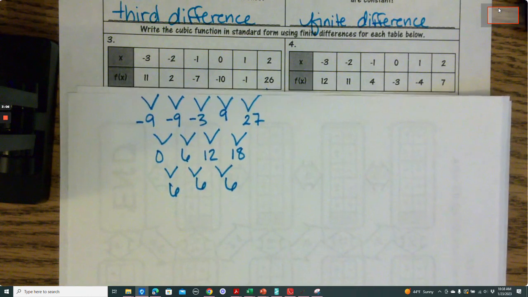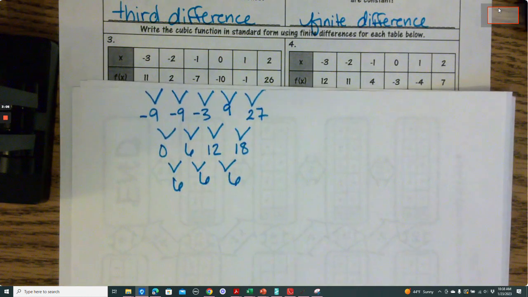The good news with this unit is everything is going to have a common third difference. You know how in quadratics and linears, we had to average them out sometimes? We don't have to do that with cubics. Again, because this process is so long and so drawn out.